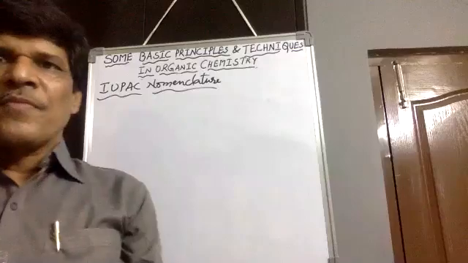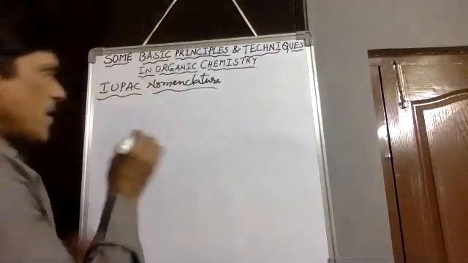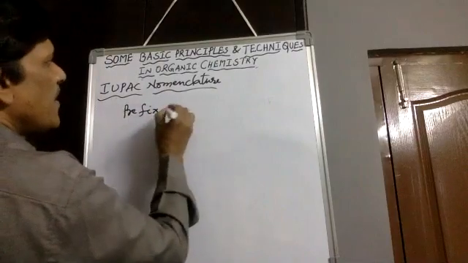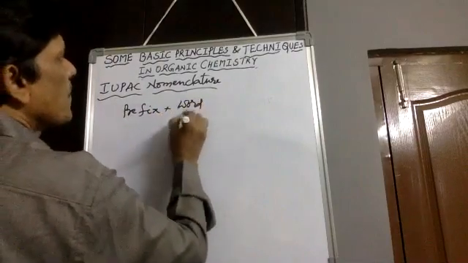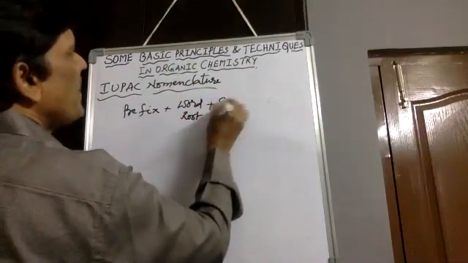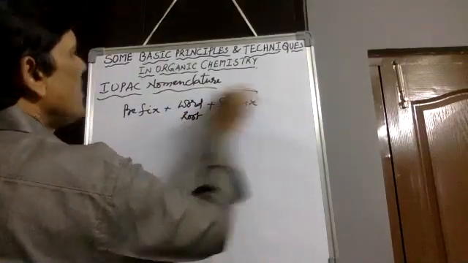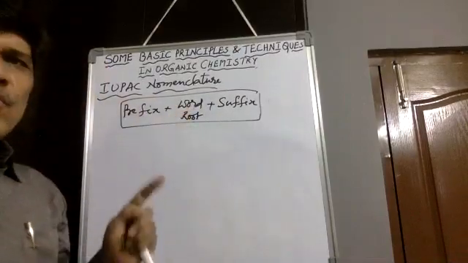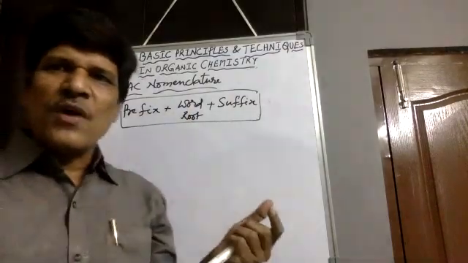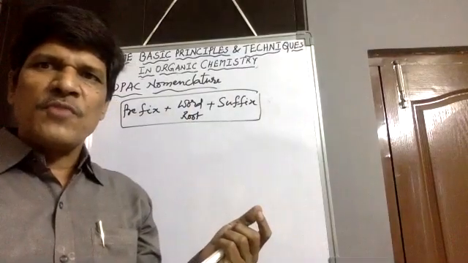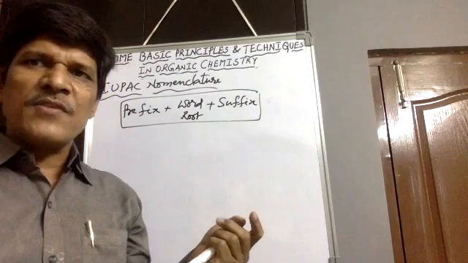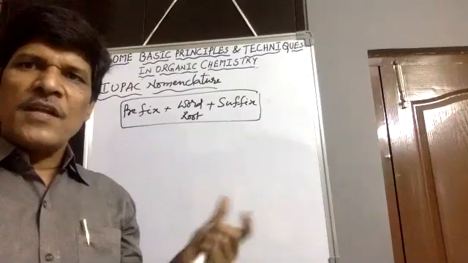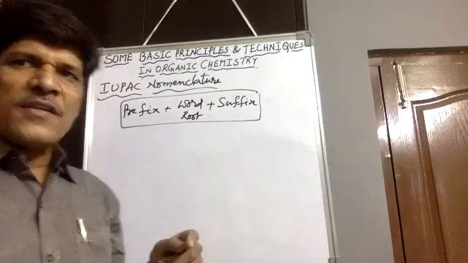In that we go with syntax. We take a prefix, maybe primary or secondary, then word root plus suffix. This is the syntax we follow for naming any organic compound. Word root shows the number of carbons: 1 carbon meth, 2 carbons eth, 3 carbons prop, 4 carbons but, 5 carbons pent, 6 carbons hex, 7 carbons hept, 8 carbons oct, 9 carbons non, 10 carbons dec, and it goes on for more numbers of carbons.